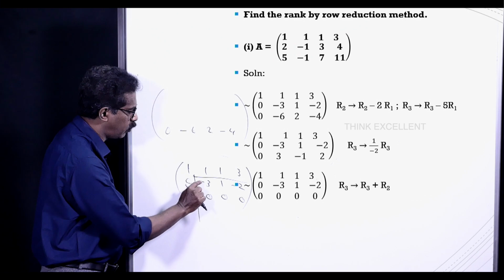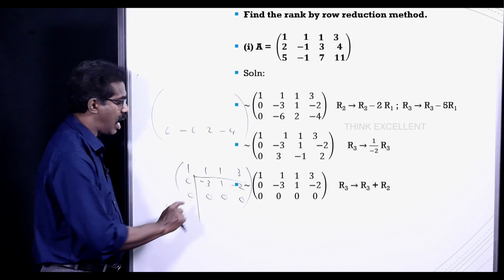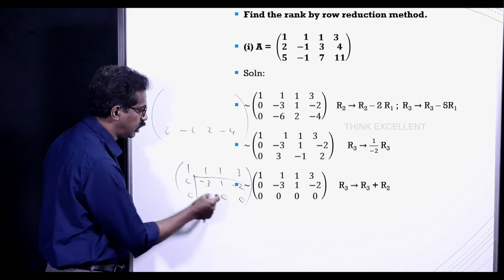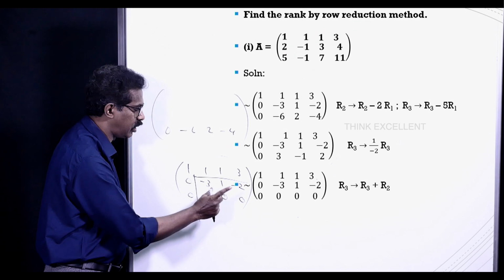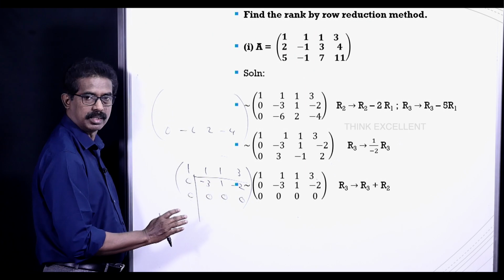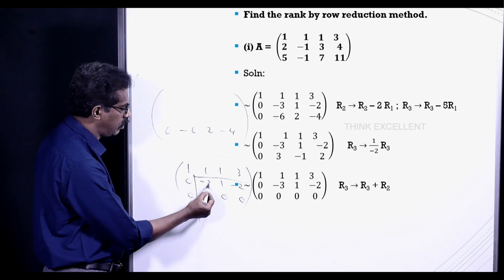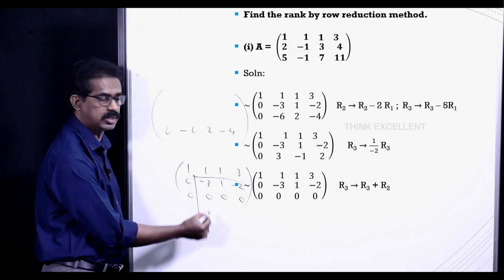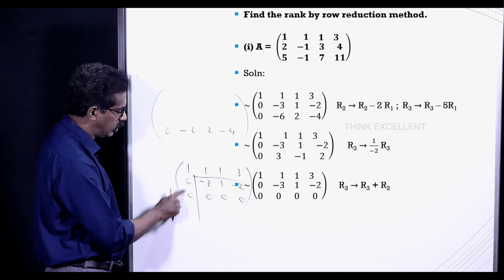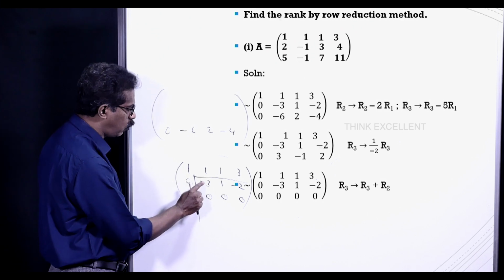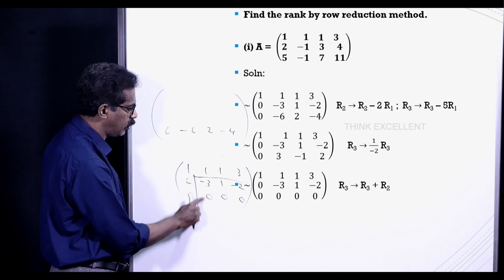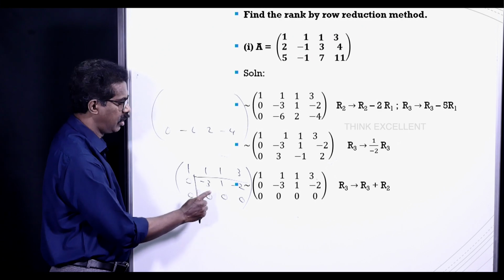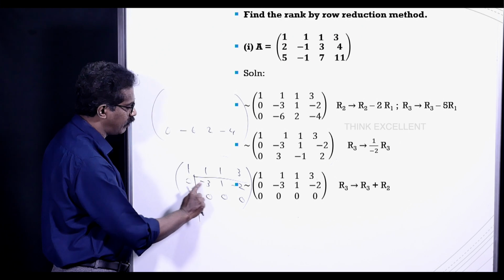Only way, if you want, you can divide R2 by minus 3 so that you will get 1. No other way. Or even you can leave it like this. So the first non-zero element, below that you must get what? 0. First row, first element 1, below that 0. Second row, second element 1 or some non-zero element, below that you have to get 0. Okay. If you want to make it 1, divide by minus 3.